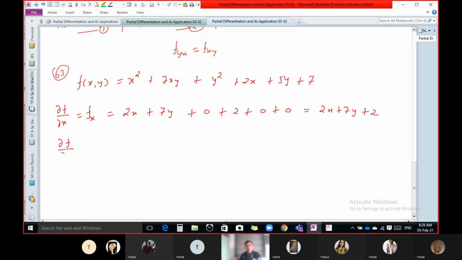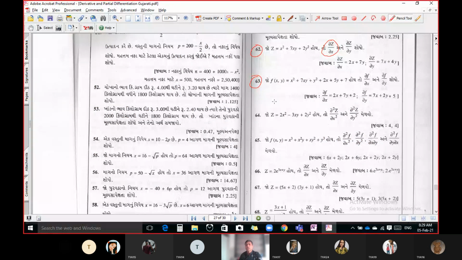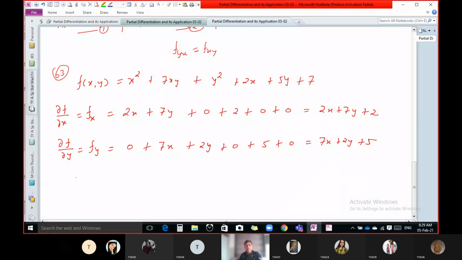Now delta f upon delta y, that means differentiation with respect to y. What is the derivative of x square? 0. Then 7x, 2y, then 0, then 5, then 0. So the final answer is 7x plus 2y plus 5. This is very simple if you know differentiation. Let us do one more example, 64.